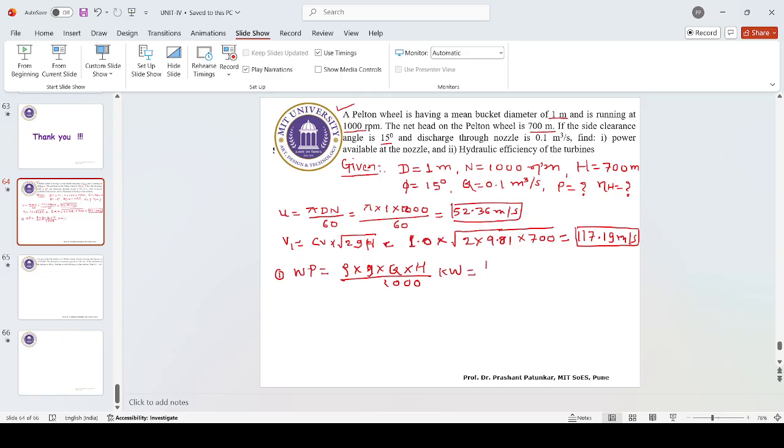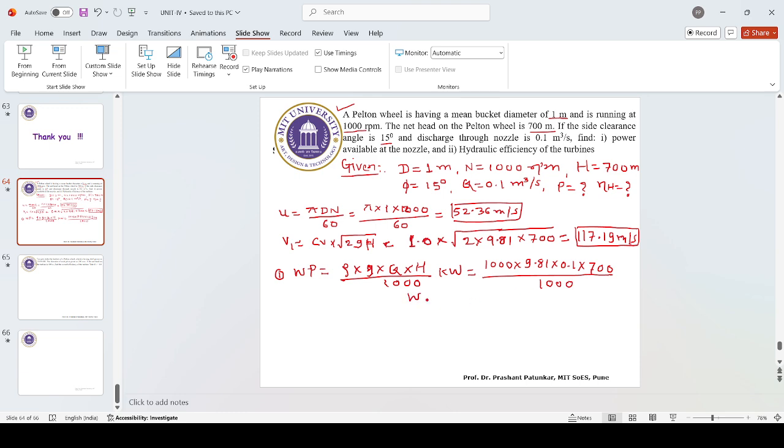I know the density of the water, that is 1000 kg per meter cube, the gravitational acceleration 9.81, the discharge given as 0.1 meter cube per second, and the head 700 meters, and divided by 1000 to convert the power available into kilowatt.